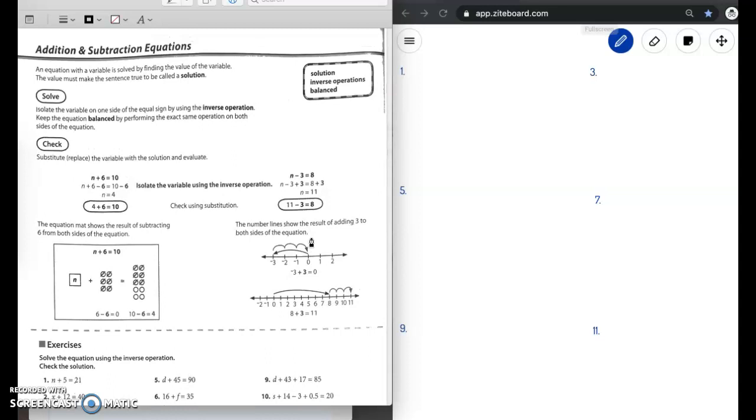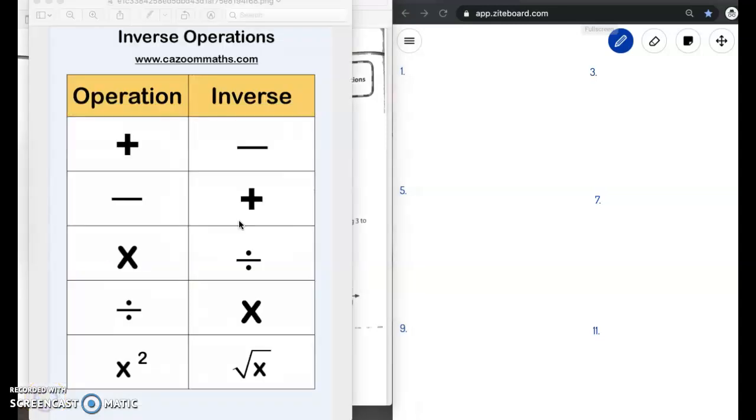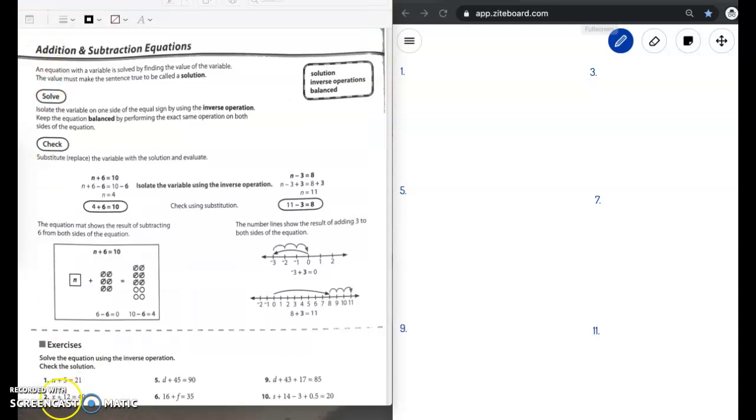All right, so equations. The most important thing you need to know about addition and subtraction equations is the term inverse operation. So what is an inverse operation? An inverse operation is what we use in order to solve equations. So it's basically like the opposite operation. What is the opposite of addition? Subtraction. The opposite of subtraction, addition. So today we're going to be focusing on these. You just have to know that the inverse operation for addition is subtraction, and the inverse operation for subtraction is addition. Let me show you another example.